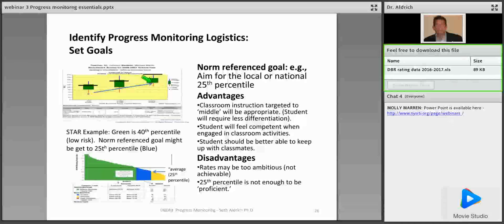The advantages of a norm-referenced target is that we want the student to be in the pack, requiring less differentiation. The student feels comfortable relative to peers, and they're able to keep up with classmates. The disadvantages: the rate might be too ambitious or not ambitious enough. In this case, it might not be ambitious enough.